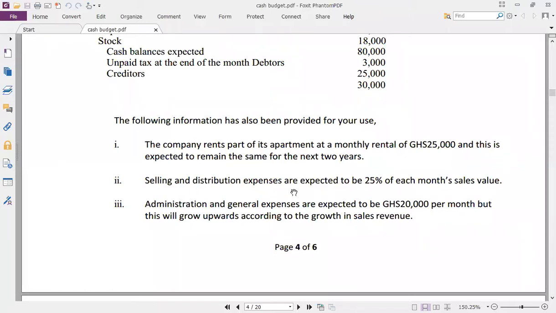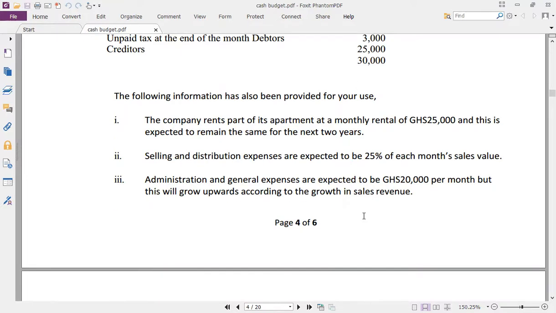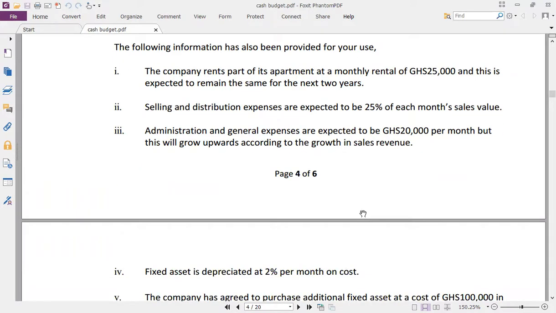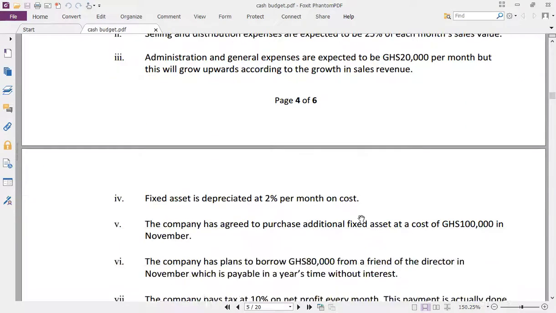Selling and distribution expenses are expected to be 25% of each month's sales value. That's selling and distribution. Right, so 25% of the sales. Administration and general expenses are expected to be 20,000 per month, but this will go upwards according to the growth in sales revenue. So if the sales increase by 10%, this amount will increase by 10% in that proportion.